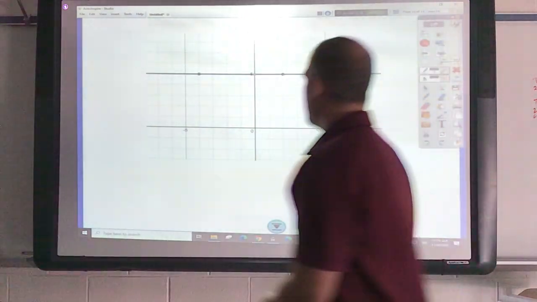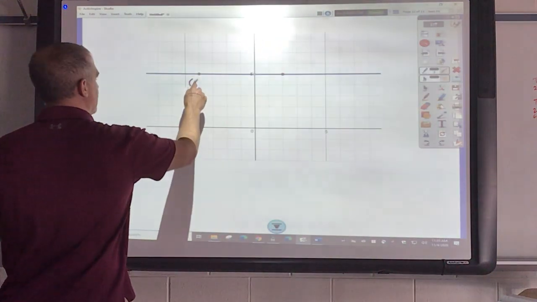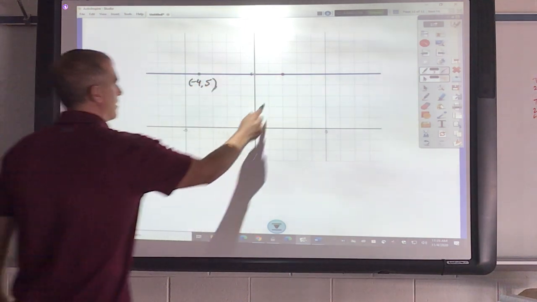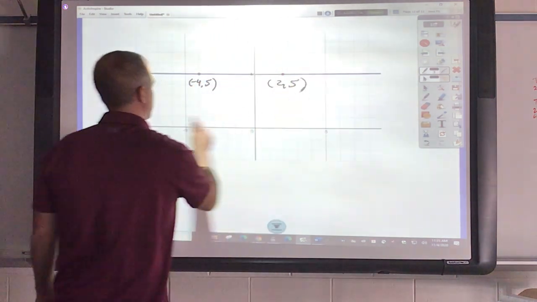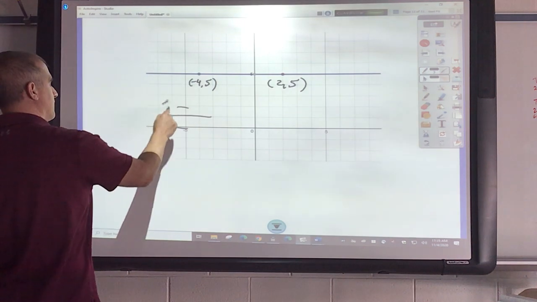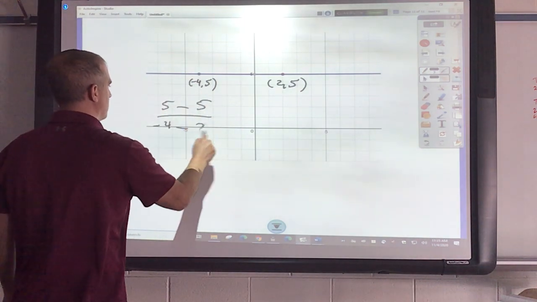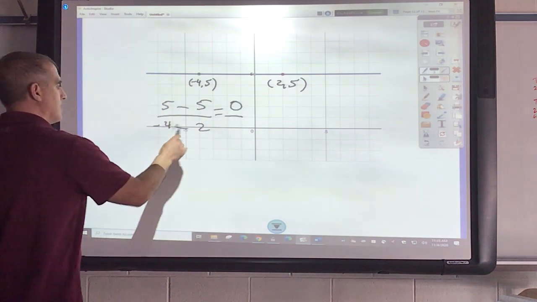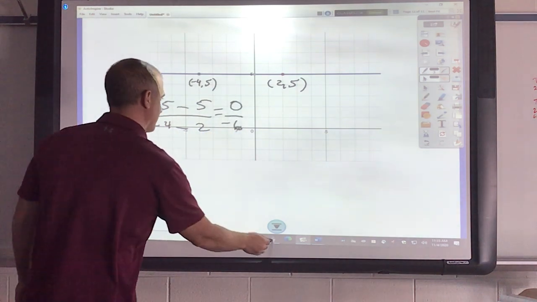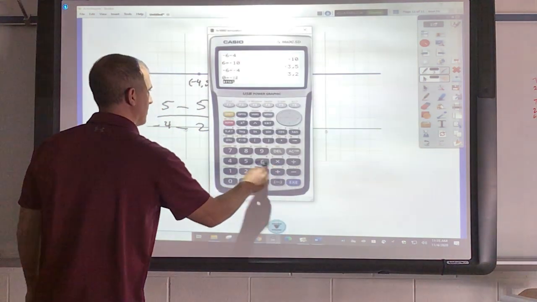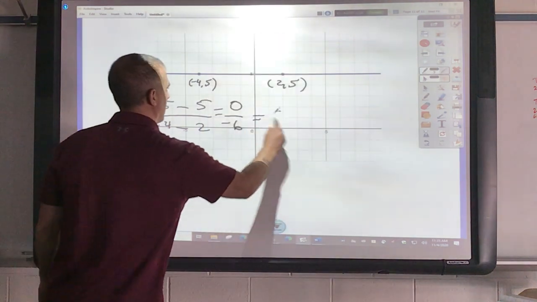And I think this is the last one. All right, this would be negative 4, 5. This would be 2, 5. Let's turn the wheel. 5, negative 4. 5, 2. 5 minus 5 is 0. Negative 4 minus 2 is negative 6. Let's see what that says in the calculator. That's a result of 0.